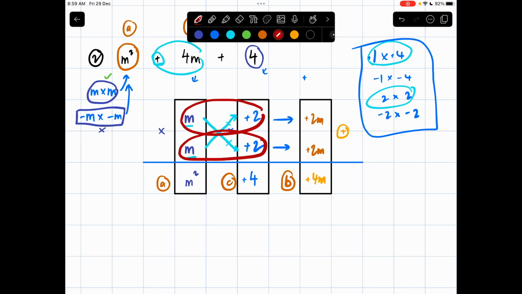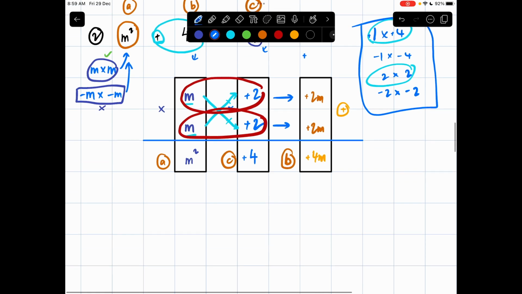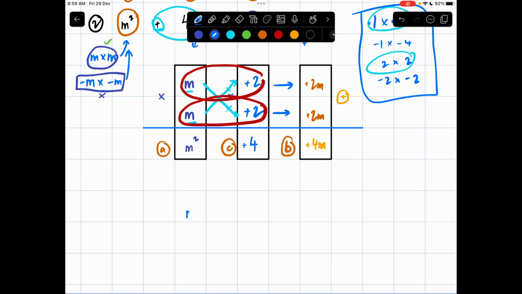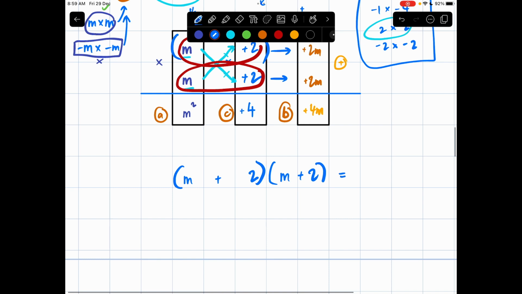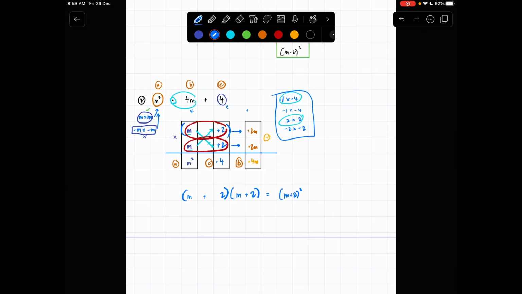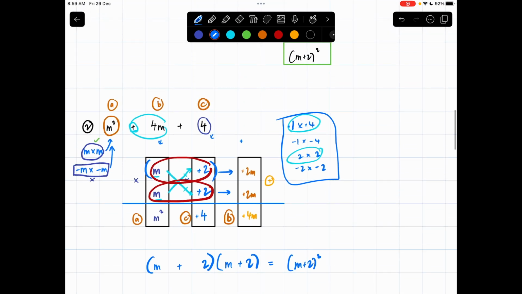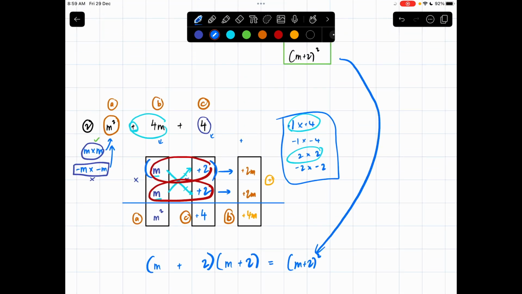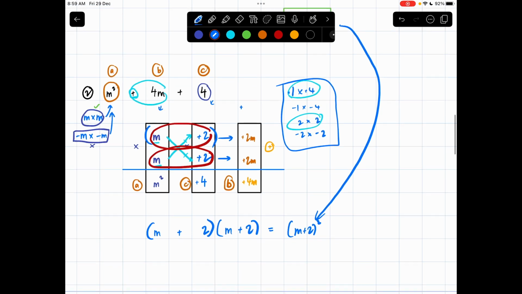Right here. So the answer is m plus 2 times m plus 2. That's it, which will become m plus 2 squared. So now we know why this number is right up here, m plus 2 squared. And this is the cross method explained in detail.